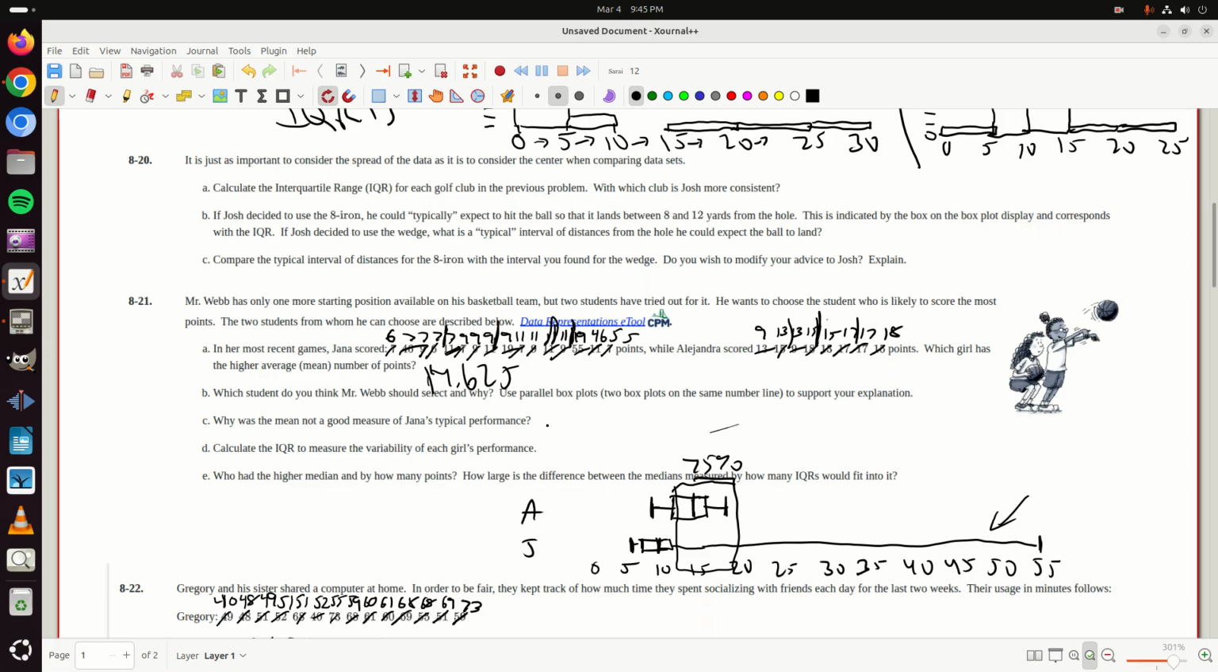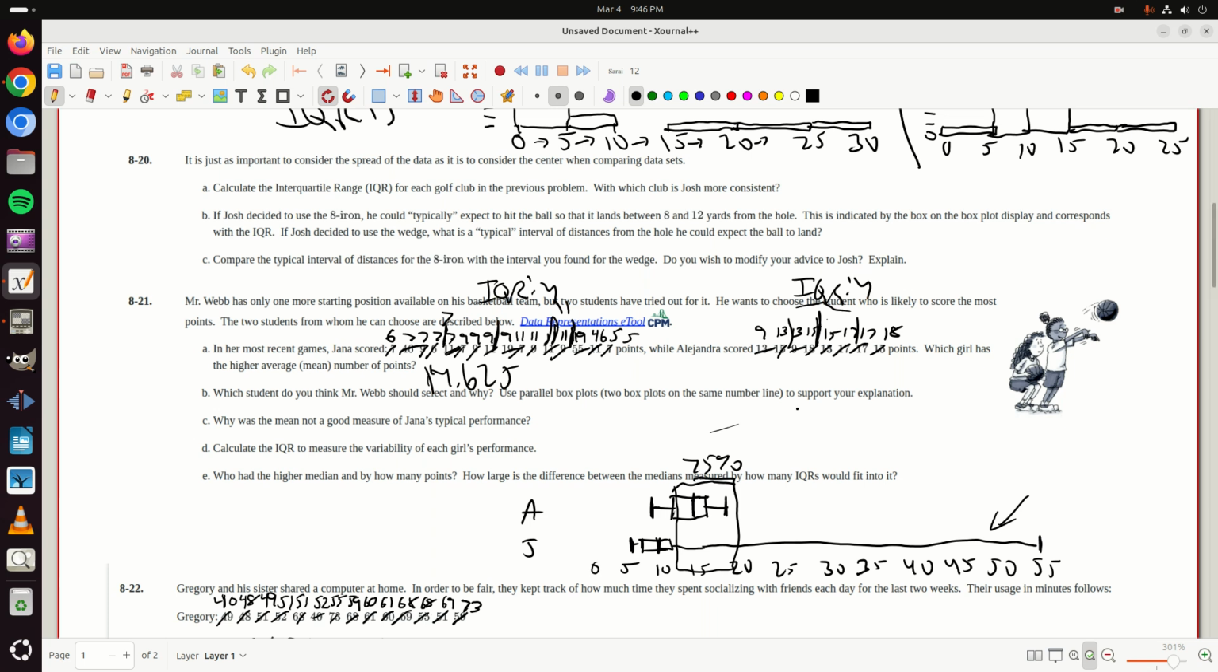Why was the mean not a good measure of Jana's? I would say the mean's terrible because she's had a couple high games. She's sort of like that Bill Gates thing, right? She got a couple of super high scores right here, but it definitely impacts the rest of them. Calculate the IQR. Again, we have the difference between 7 and 11, so her IQR is only 4. Her IQR is also only 4.